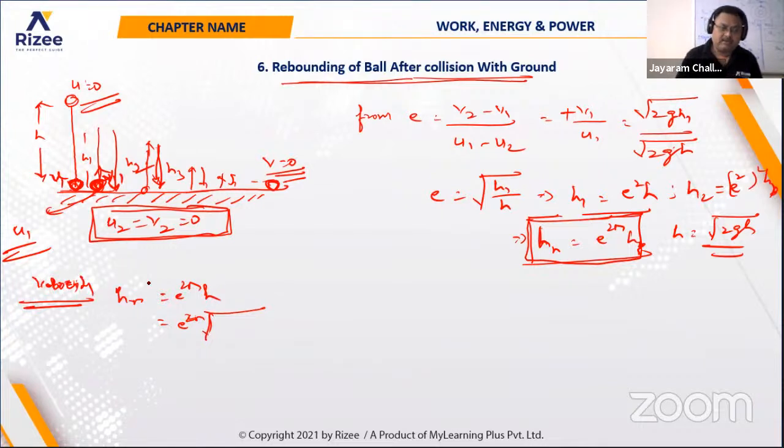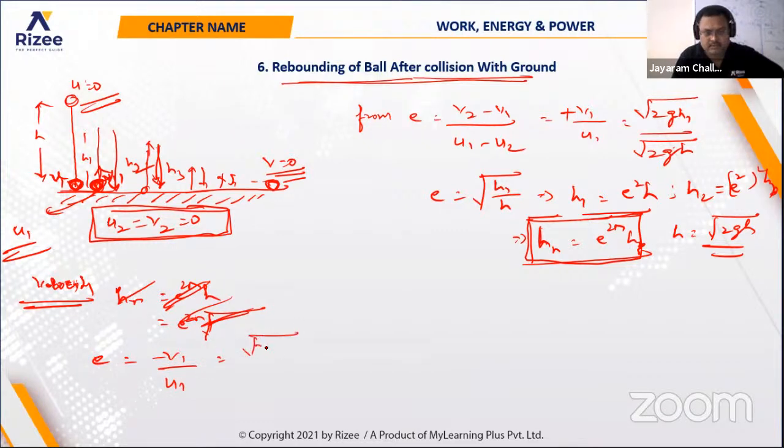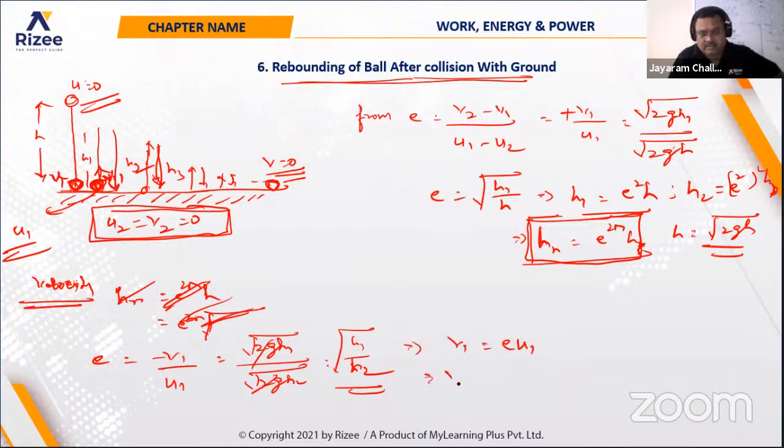Or if I want to find the velocity after the rebound, go for the coefficient of restitution. e is equal to minus V1 by U1. V1 and U1 can both be written as root over 2gh1 by root over 2gh2. So if I remove the 2g, it will be root over h1 by h2. This is your situation. Or from this, you can also say that V1 is equal to e times U1, or V2 is equal to e times V1.